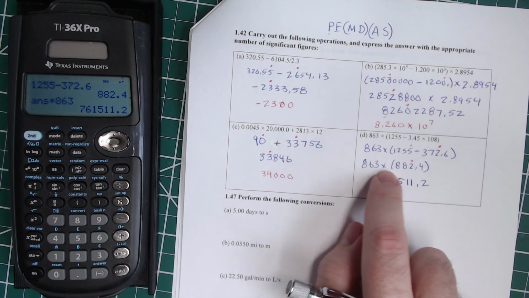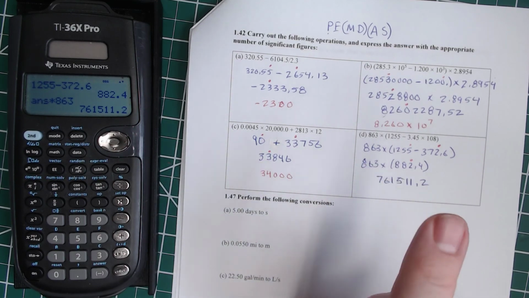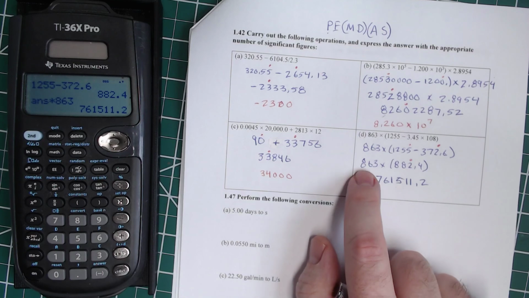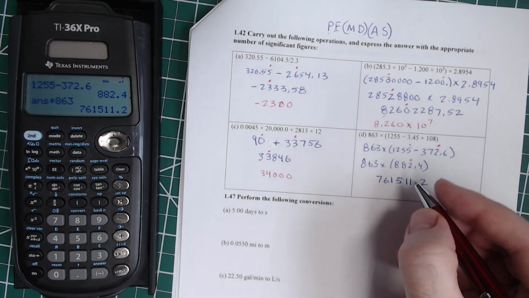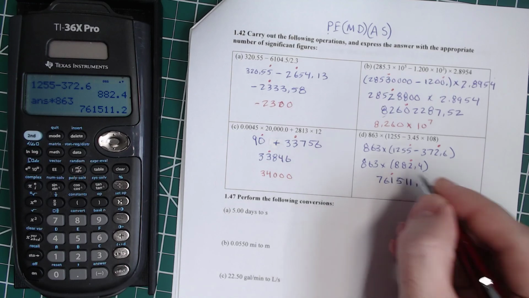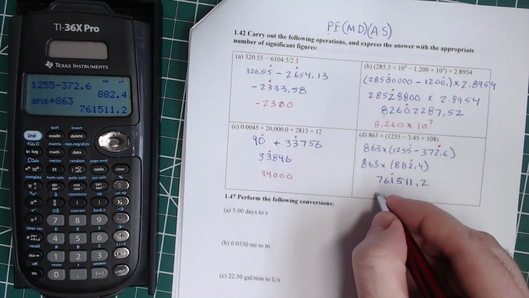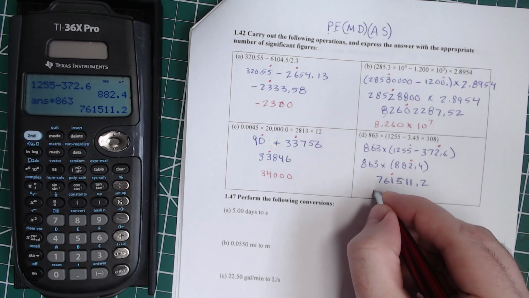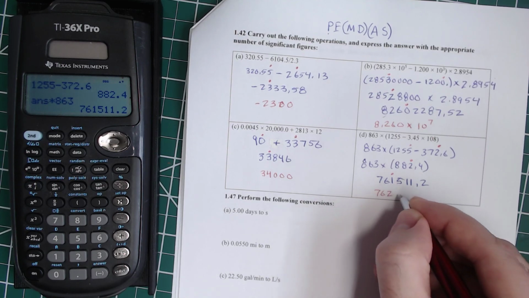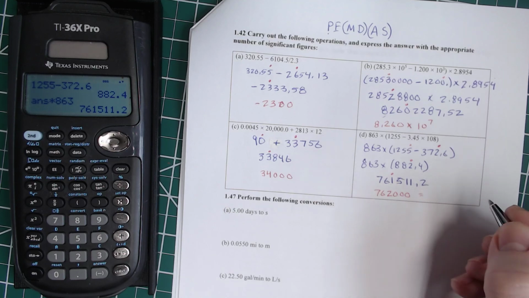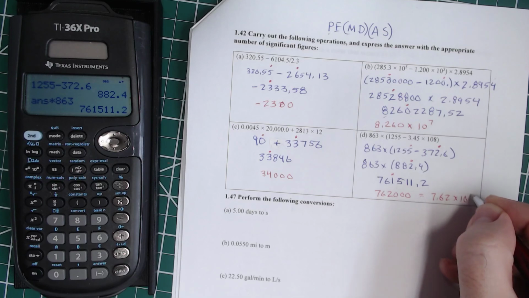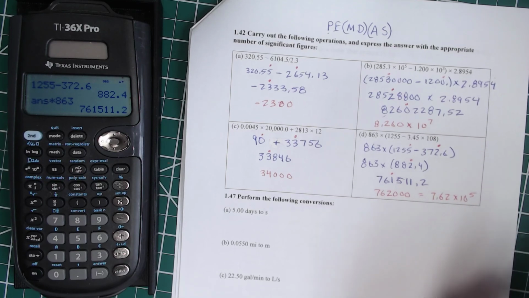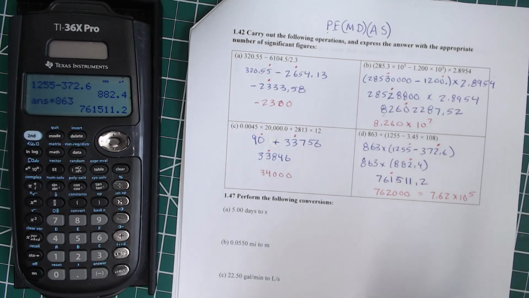Our next operation is multiplication. With multiplication, it is the number of significant figures. So here we have 3 significant figures. There we have 3. So 3 and 3 means that we should have 3 significant figures. So we should round this to 762,000. Or if we want, we could put that as 7.62 times 10 to the 5th. And that would also be the correct answer.